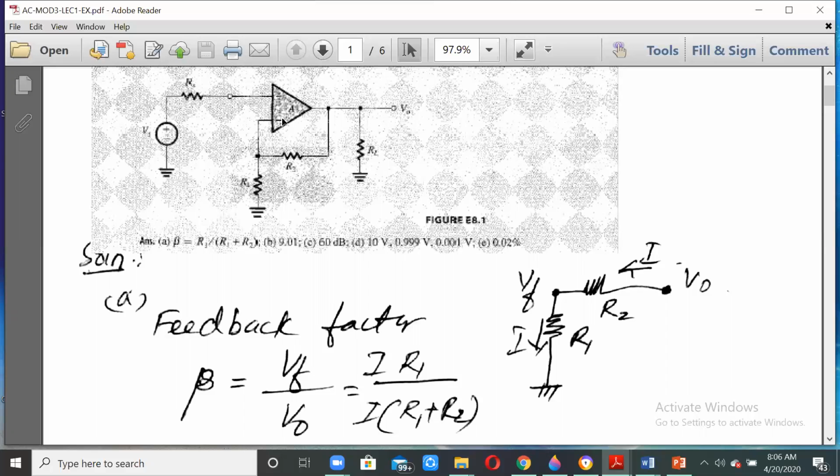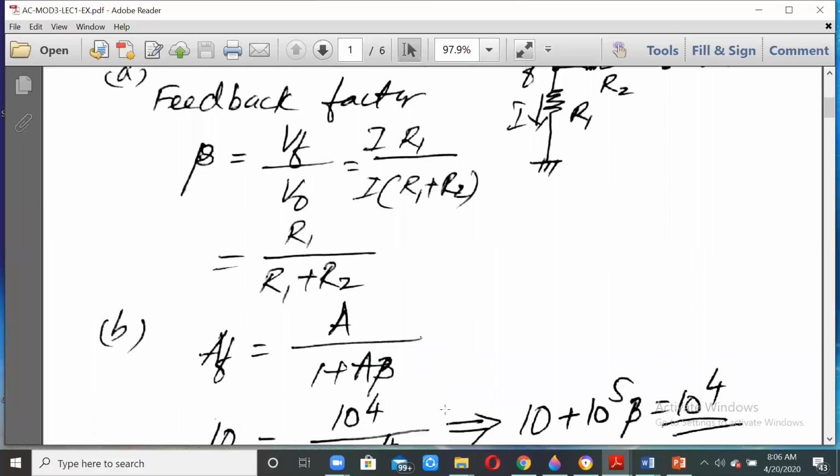This is the basic trait of the op-amp. The op-amp has infinite input impedance, and that is also given in the problem. Infinite input impedance means no current flows here. Whatever current flows here comes out here. So V0 is equal to I into R1 plus R2, and that is written here. Having written that, we get beta is equal to R1 by R1 plus R2. So that gives us the formula for beta.